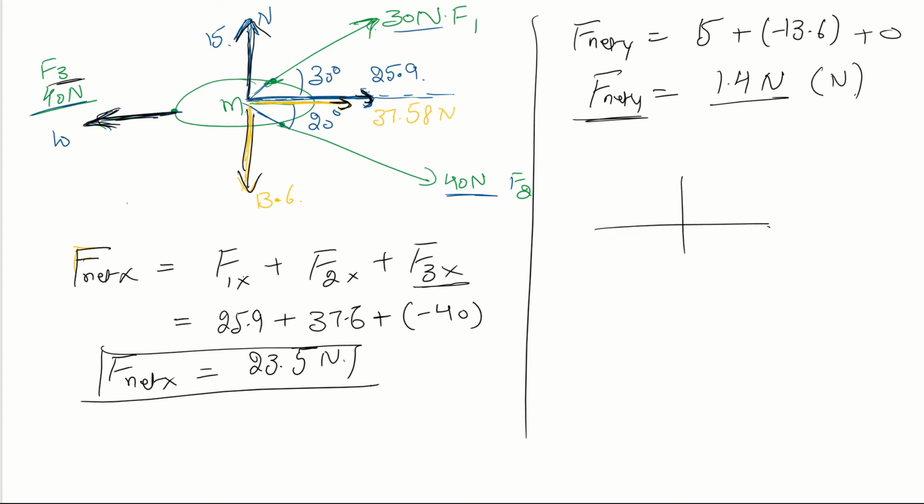So I'm going to draw again on the vector diagram, and this will be north 1.4, and then this will be how much? 23.5 in the x direction, again a positive value, so I've drawn it in the east direction. This will give me the resultant value. I'm going to replace the values over here: 1.4 squared plus 23.5 squared, and the square root will give me 23.5 Newtons. And I can also find this angle.